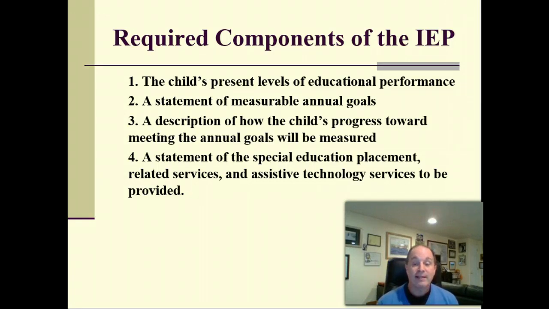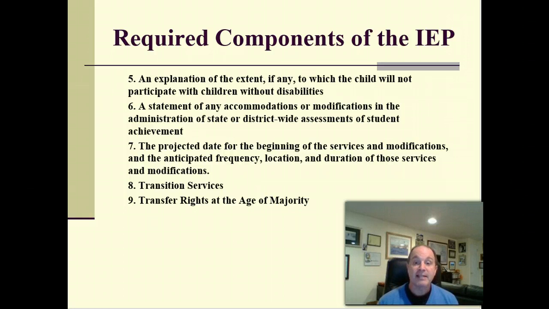Well, first, the child's present levels of educational performance, a statement of measurable annual goals, a description of how the child's progress towards meeting the annual goals will be measured, a statement of the special education placement, related services, and assistive technology services to be provided, an explanation to the extent, if any, to which the child will not participate with children without disabilities, a statement of any accommodations or modifications in the administration of state or district-wide assessments of student achievement, the projected date for the beginning of the services and modifications, and the anticipated frequency, location, and duration of those services and modifications, transition services, and transfer rights at the age of majority.